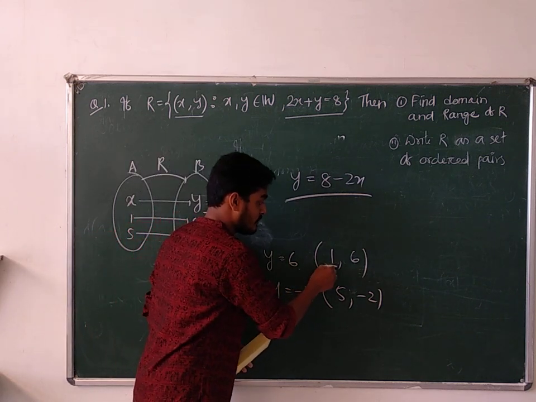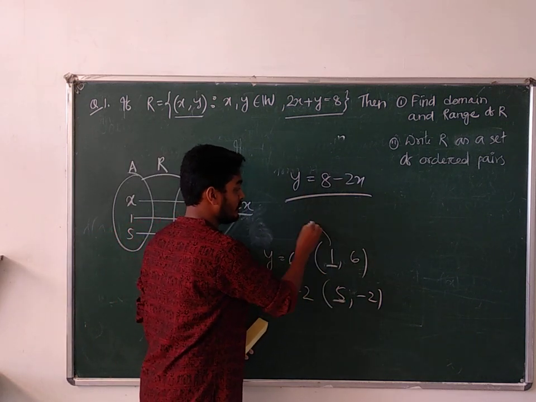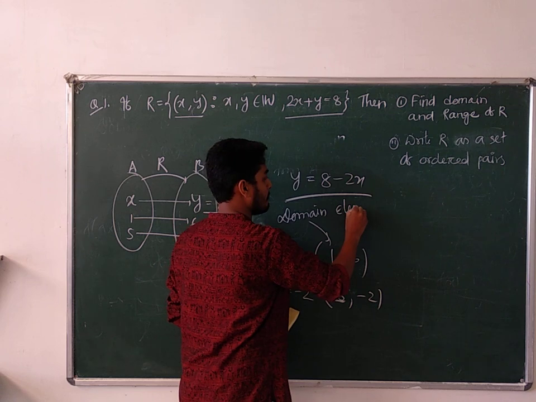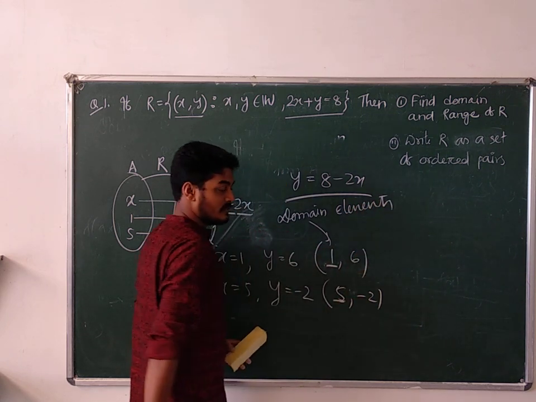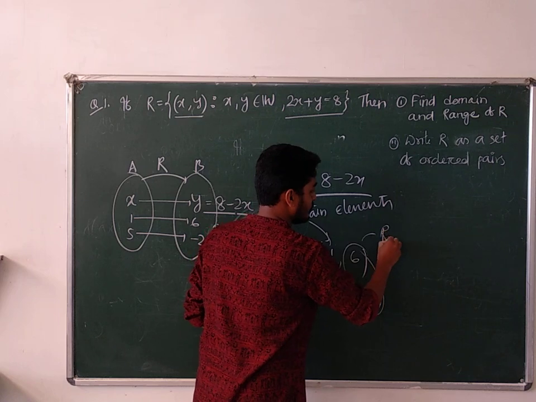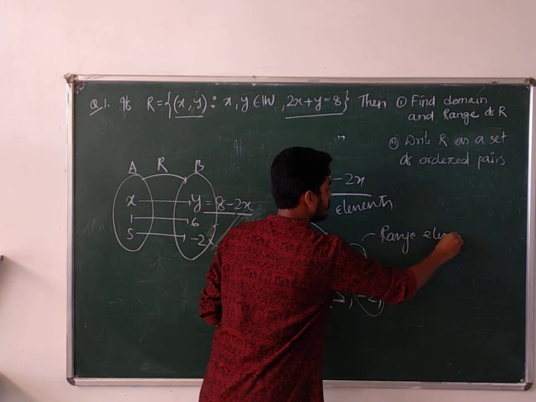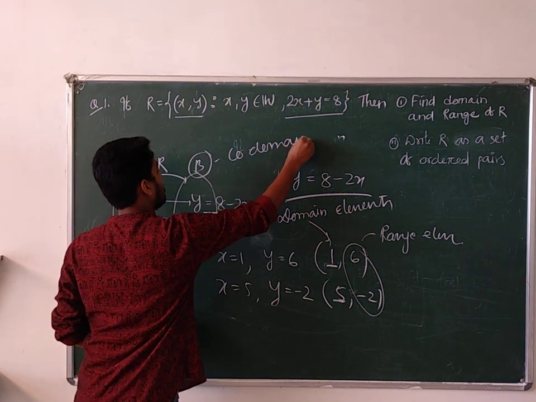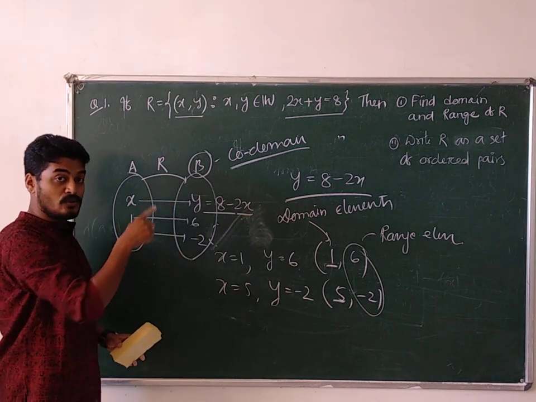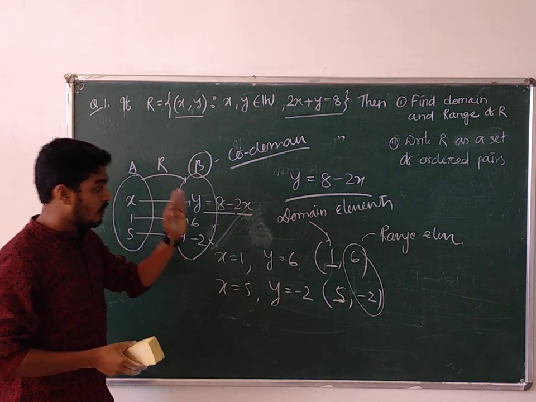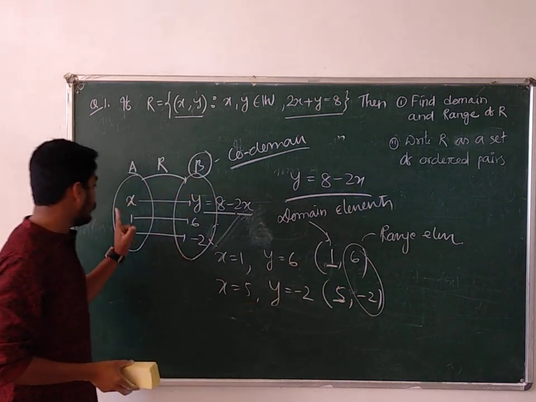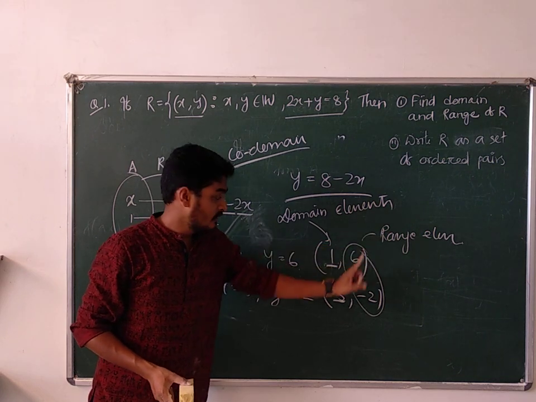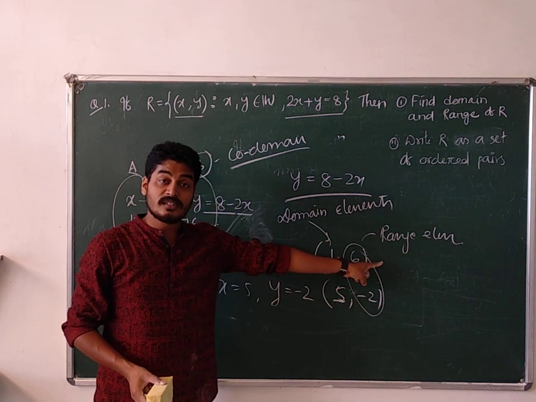The first components which satisfy these conditions are known as domain elements. And the second components are known as range elements. The whole set B is known as the codomain. But from the set B, only the related elements are range elements. 6 is related with 1, that means 6 is known as a range element. Minus 2 is related with 5, so minus 2 is known as the range element for 5.